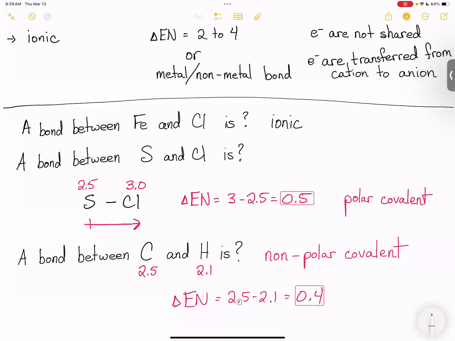That's all there is to bond polarity. It's probably one of the easier things that we've done. Yes, you will get this table of electronegativities on your test. I don't make you memorize them. I don't make you just go off of trends. I actually give you the table of electronegativities.